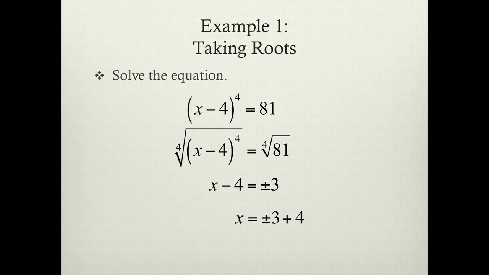And now to get x completely by itself, we would add the 4 to both sides, and then we would simplify. So our positive 3 plus 4 gives us an x value of 7, and our negative 3 plus 4 gives us an x value of 1. And if we put both of these back into the equation, we'll find that they do both work, and so both solutions are real solutions to our equation.